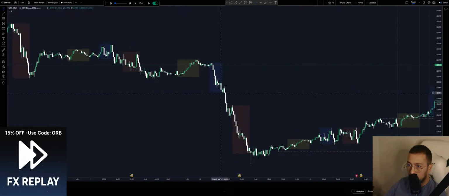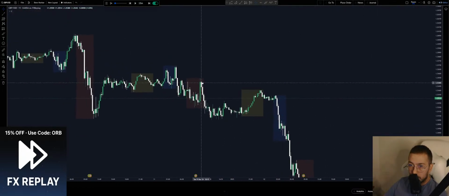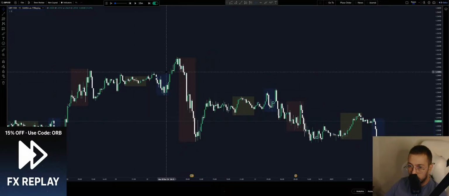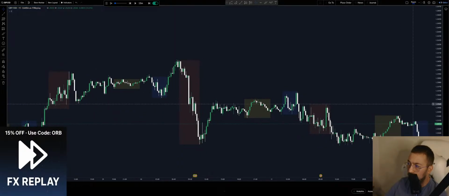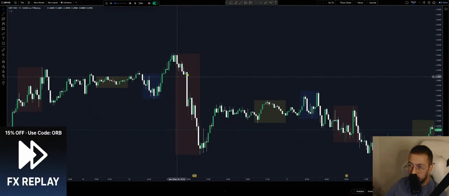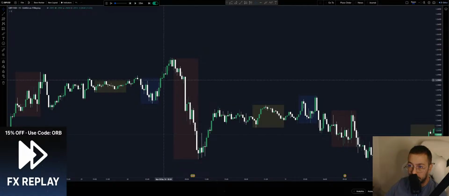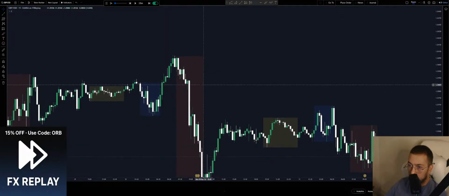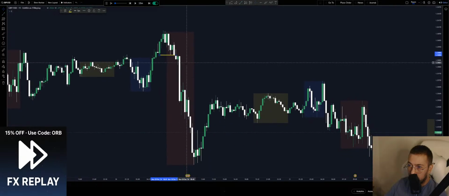So here, let's start from here. Okay, here we have accumulation, but the overall structure is bullish. How do you see the break of structure? On any internal swing. It doesn't matter, any internal swing. For example, that's a swing. All right, we have a change of character here, and then we have a break of structure. That's a break of structure.